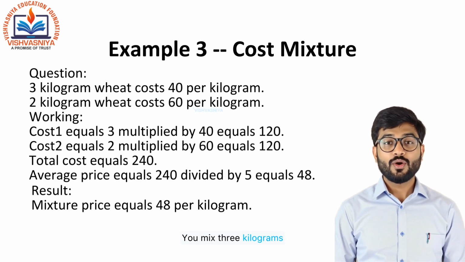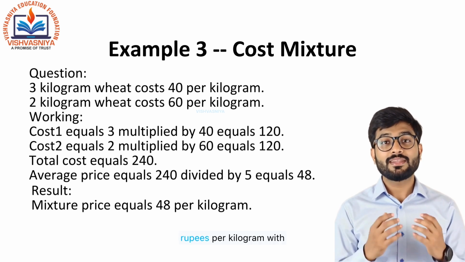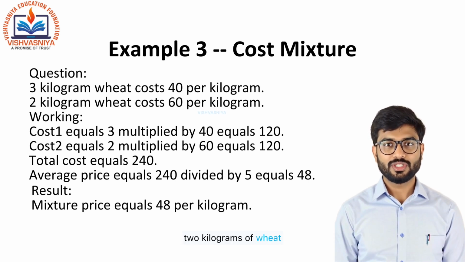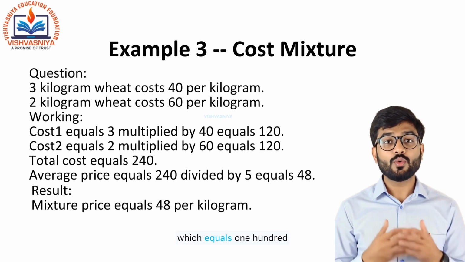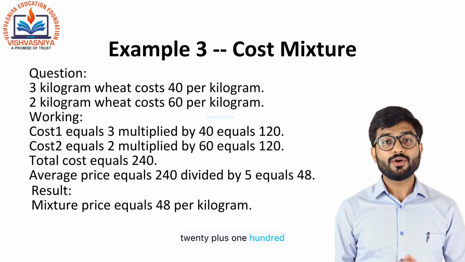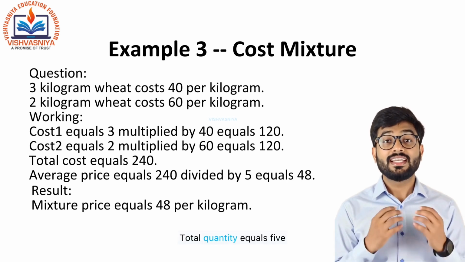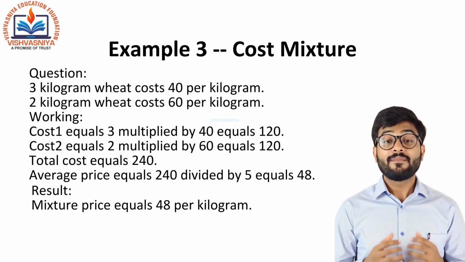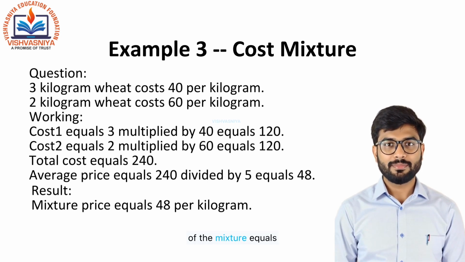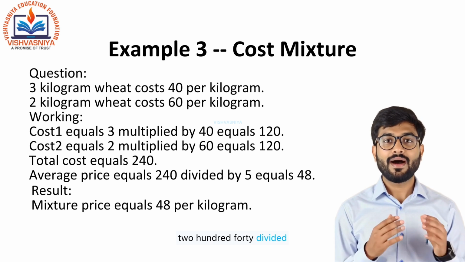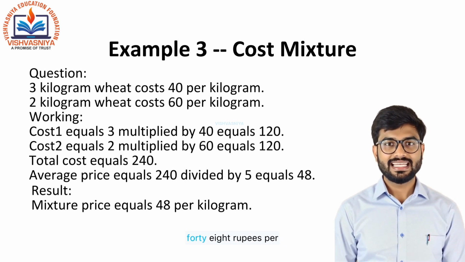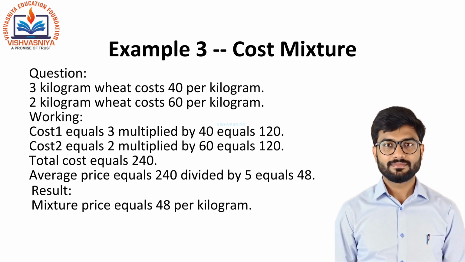You mix 3 kilograms of wheat costing 40 rupees per kilogram with 2 kilograms of wheat costing 60 rupees per kilogram. Total cost equals 3 multiplied by 40 plus 2 multiplied by 60, which equals 120 plus 120, equal to 240 rupees. Total quantity equals 5 kilograms. So the average price of the mixture equals 240 divided by 5, which equals 48 rupees per kilogram.